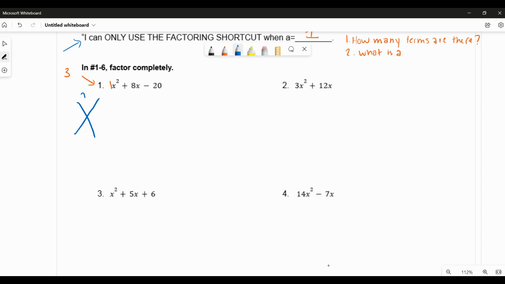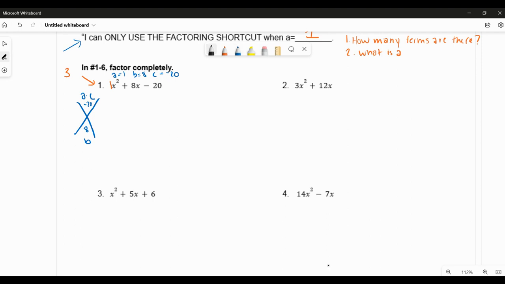Quick recap. Remember, the top of the X is A times C, and then the bottom is B. And so the A, B, and C's are just my coefficients in my expression. So A is 1, obviously. B is positive 8, and C is negative 20. Well, since A times C is just 1 times negative 20, I'm going to have a negative 20 on top, and then a positive 8 on the bottom.